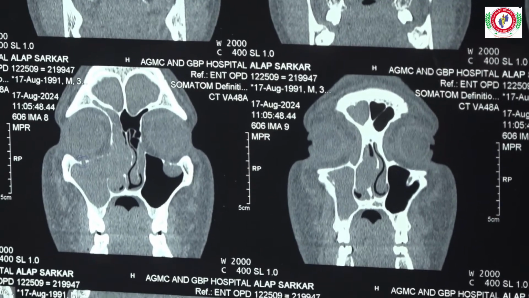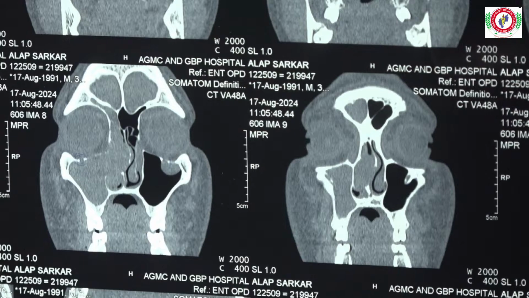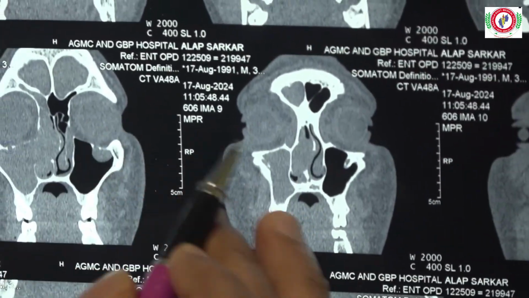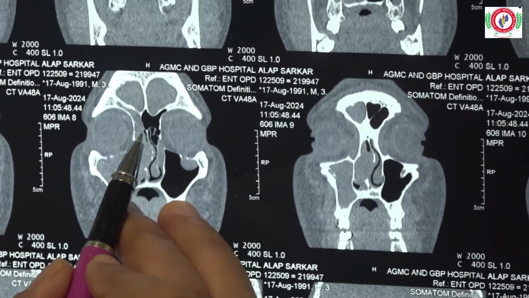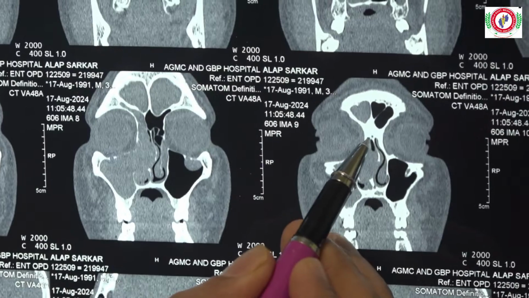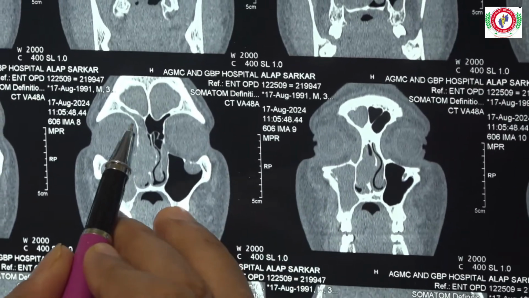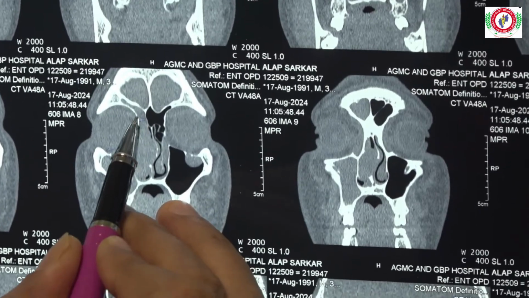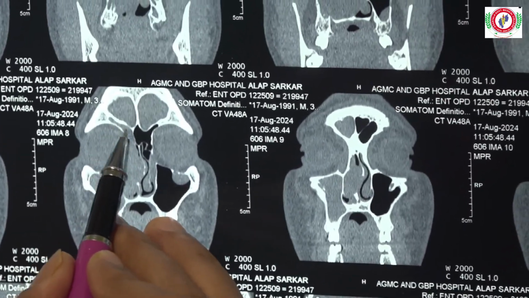Second is MRI. MRI is the best modality which can tell us whether these are secretions, a mass, or fungus. That will tell us more details so far as the soft tissue is concerned. CT will give us all the bony details, right? The CT scan is good for the bone and MRI is good for the soft tissues.